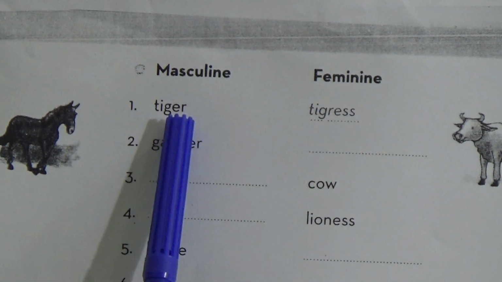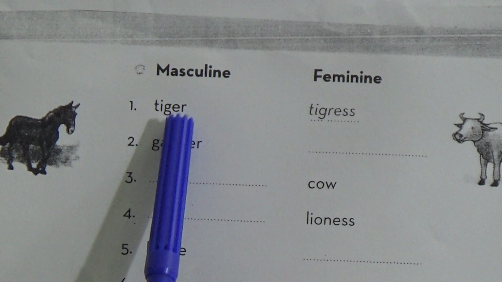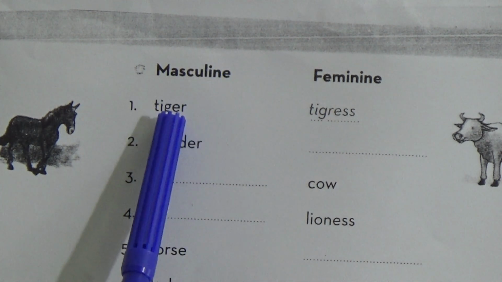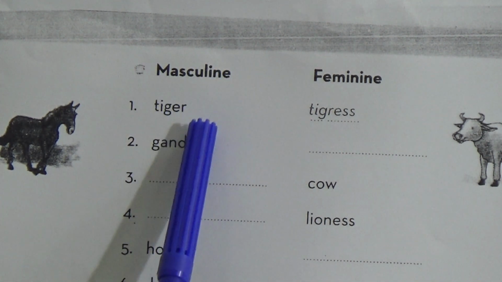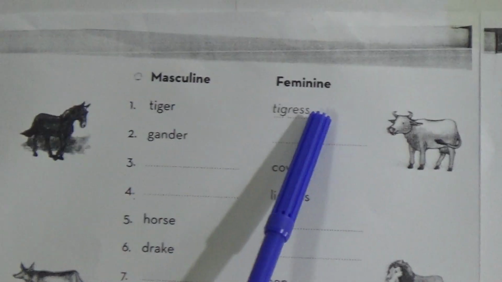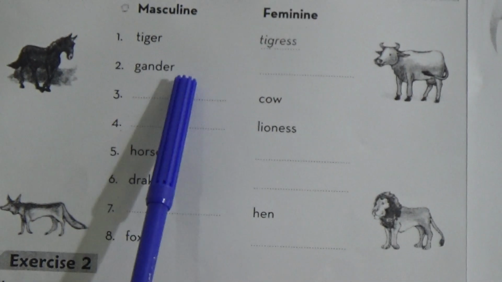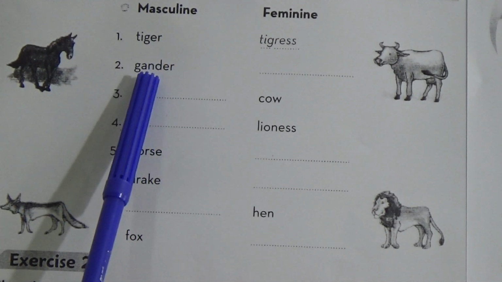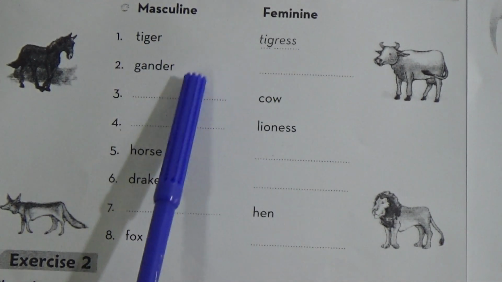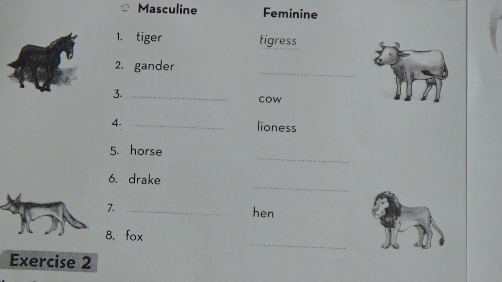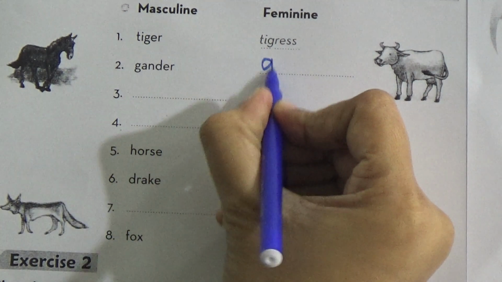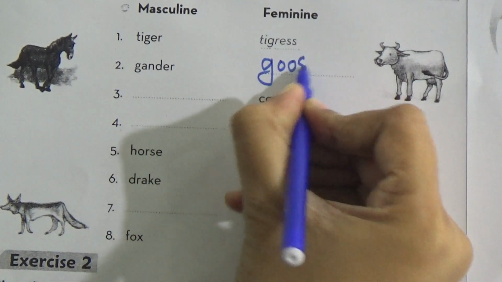Number 1, tiger. We know tiger is a masculine gender. So what is the feminine of tiger? You know, tigress. So the first one is done for you. Number 2, gander, G-A-N-D-E-R. It is a masculine gender, so we have to find out its feminine. Gander, goose. Feminine, goose, G-O-O-S-E.